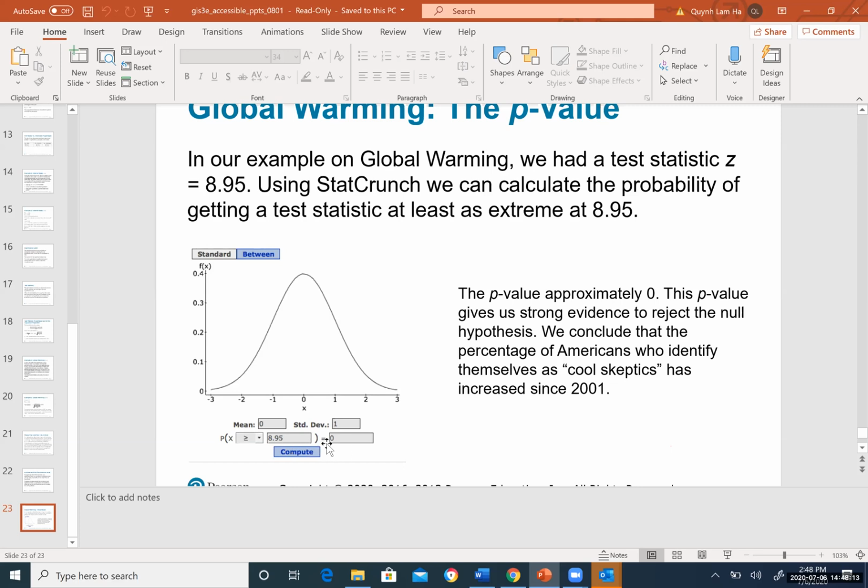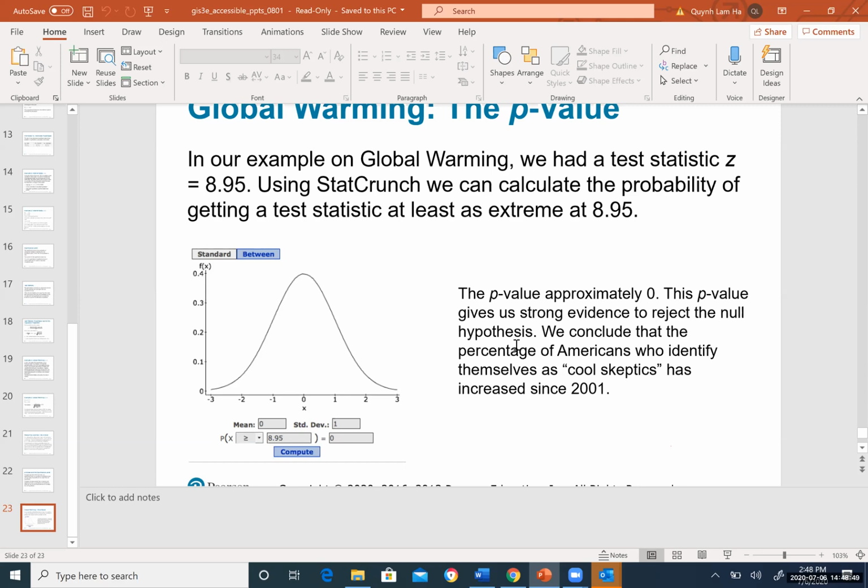You compute that, and they give you a probability of 0. It means you don't shade any area here because the probability is 0. So 0 is like the minimum, very small. Compared to any alpha level of significance, even 1% or 5%, 0 is still smaller than that. So what do we conclude? We would say this p-value gives us strong evidence to reject the null hypothesis. So we reject the null hypothesis.